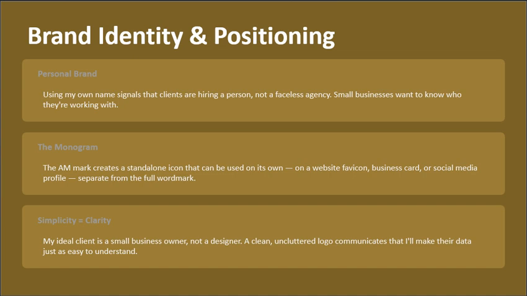So this slide is probably my favorite because it gets into the why behind the design choices. So the first thing is that I'm a personal brand. My name is literally in the business name, and that's on purpose. Small business owners aren't looking to hire big faceless agencies. They want to know who they're actually working with. The second thing is the monogram. Having the AM means I have a versatile icon I can use across different platforms without always needing the full word. And then third, it's just the overall simplicity of it. My ideal client is a small business owner who is probably already overwhelmed. A clean, simple logo says, hey, I'm going to make this easy for you.